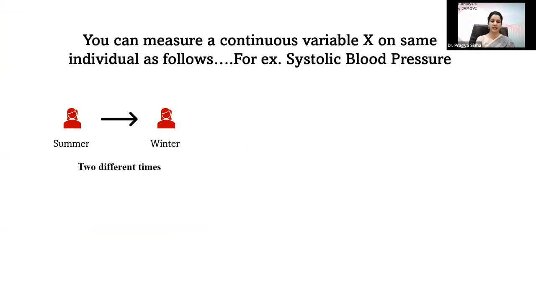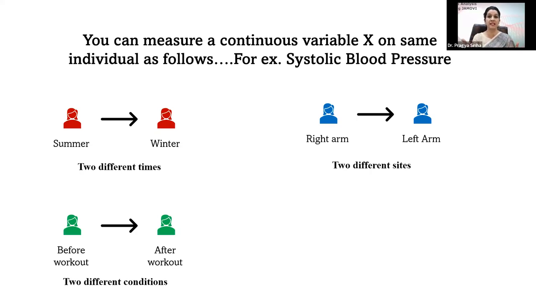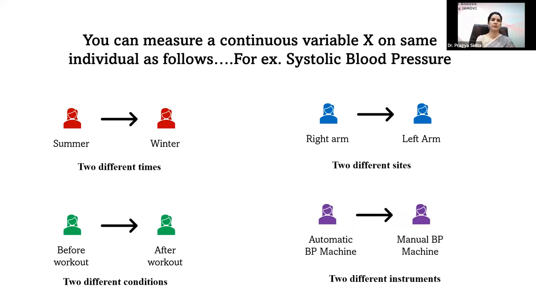So we were discussing the paired value. You can see that there can be many situations where we have got paired values of the same set of individuals. If you are measuring the blood pressure in summer and winter, that can be one situation. The second situation could be if you are measuring the heart rate, let's say before and after a workout, or even the systolic blood pressure. Again, you have got paired values. Then you can have two different sites on the same individual, right arm, right leg, left leg, etc. Or an automatic BP machine versus a manual BP machine. So there are two different instruments.